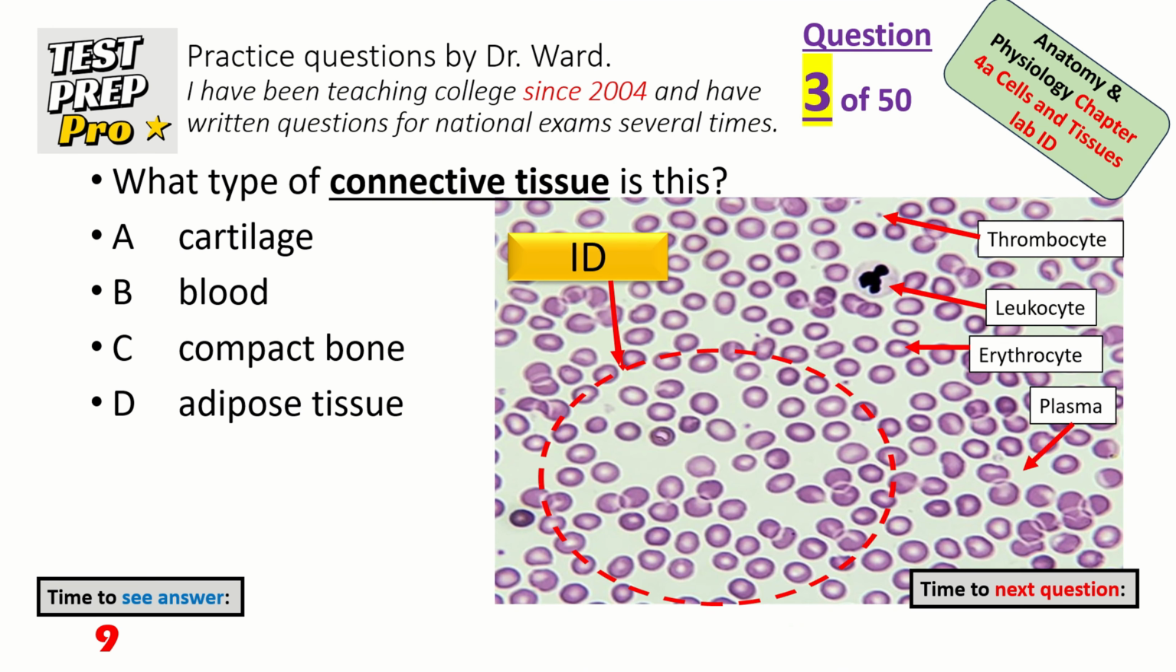What type of connective tissue is this? The slide shows thrombocytes, leukocytes, erythrocytes, and plasma on it. Blood.